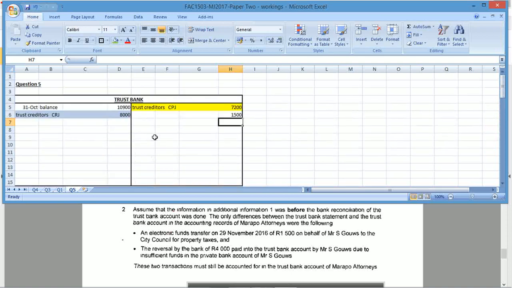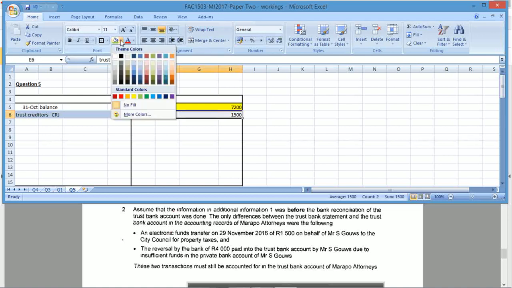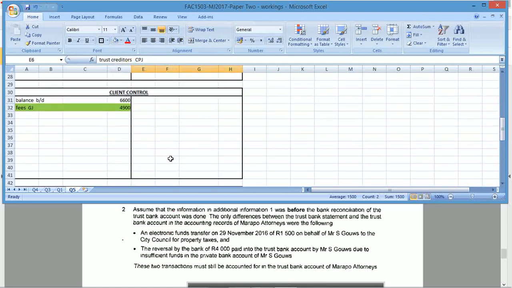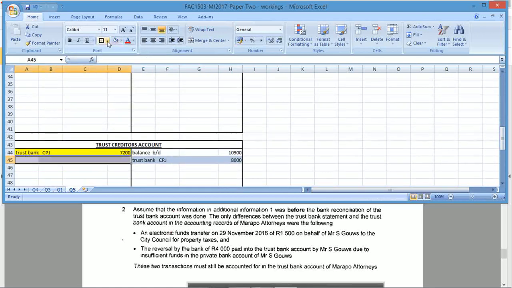Okay, have a look at this. Trust bank account will be taken off the trust creditors. Remember, what is the trust creditors for? It's for the client's expenses. So you're using the client's money. So this would be the one transaction. And the other transaction would be in the trust creditors there. Okay, so trust bank, CPJ, you're making a payment, EFT transfer. How much was it? 1,500.